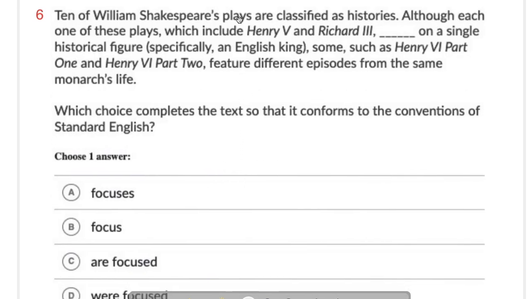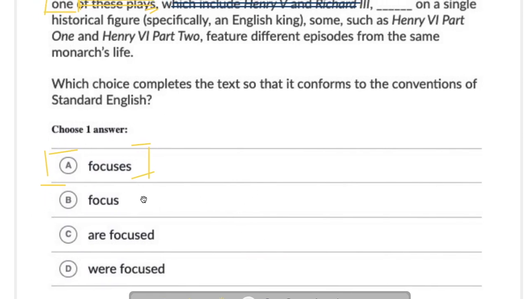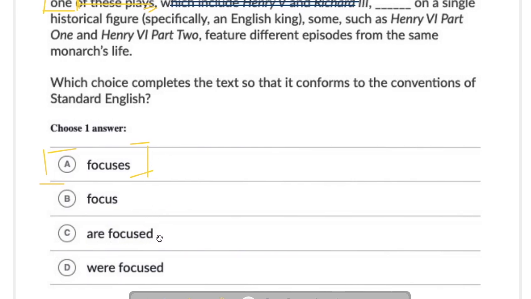Ten of William Shakespeare's plays are classified as histories, although each one of these plays. And this is almost identical to the previous one, in that we've got an interruption, we've got a prepositional phrase that ends with a plural, but our actual subject is singular, so "each one focuses." And again, singular, plural, plural, plural.